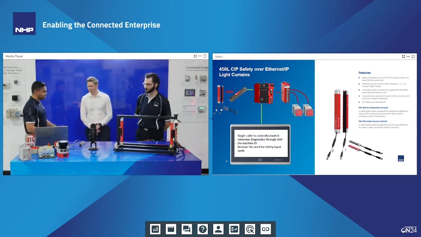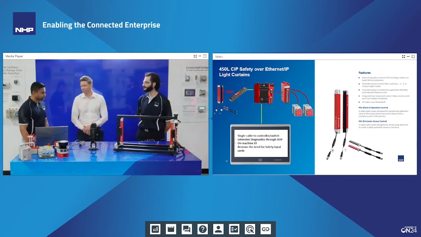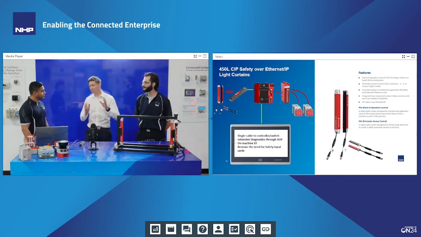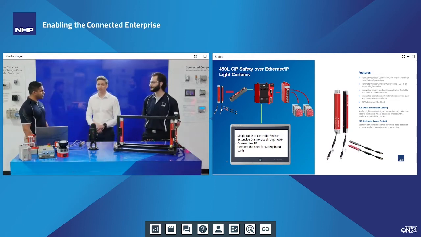Perfect. Thanks, Stefan. Really great presentation. I love the way you broke it down. We're definitely seeing quite a lot of positive feedback from the industry just by seeing that add-on profile and configuration in the light curtains themselves. So just another feature of the CIP Safety platform.